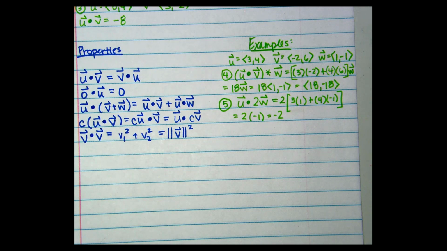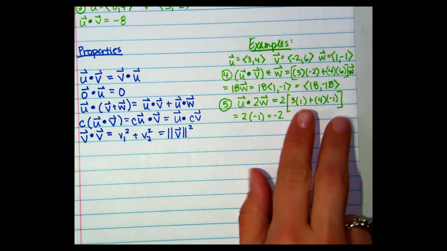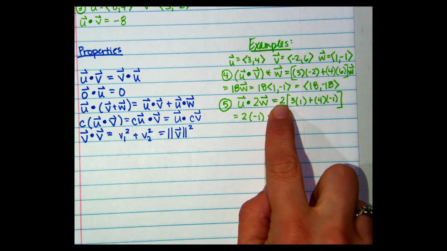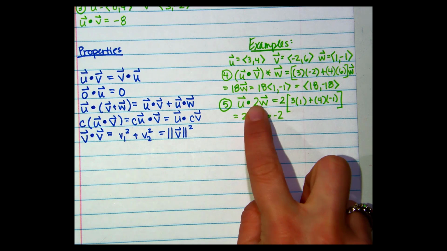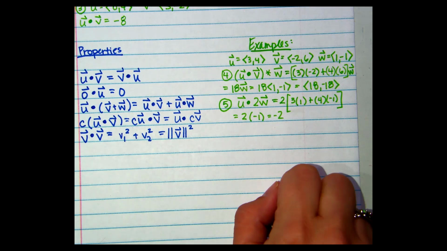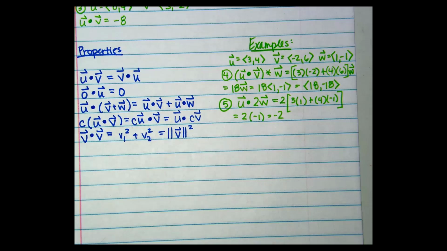Questions on 4 or 5? Yeah, on 5, you did u times... I did u dot w. That's what's inside the brackets. And then I doubled at the end. But you could just the same double w and then do your dot, and you would get the same answer. Okay. So these properties give you a little bit of leeway in how you do your calculations sometimes.